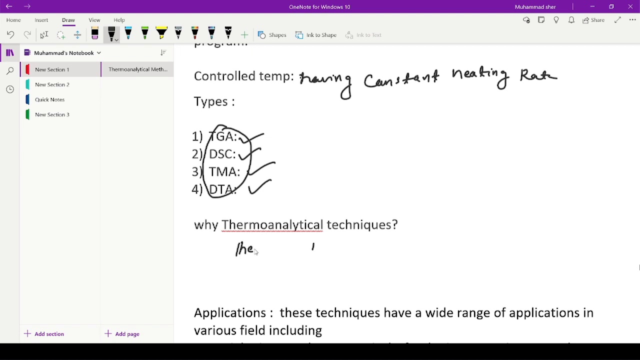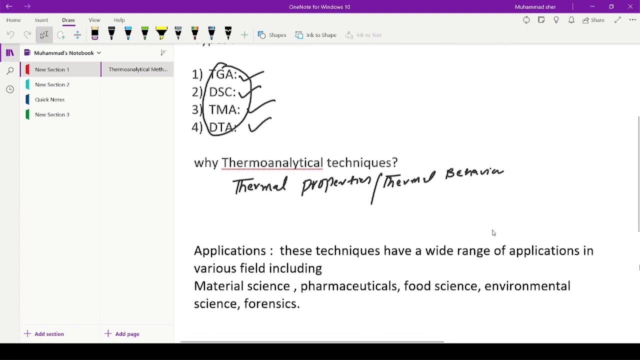or we can say thermal behavior. So because of this reason, all these four methods are placed in one group and they are named as thermoanalytical methods. Now, there is a wide area where thermoanalytical techniques are used.